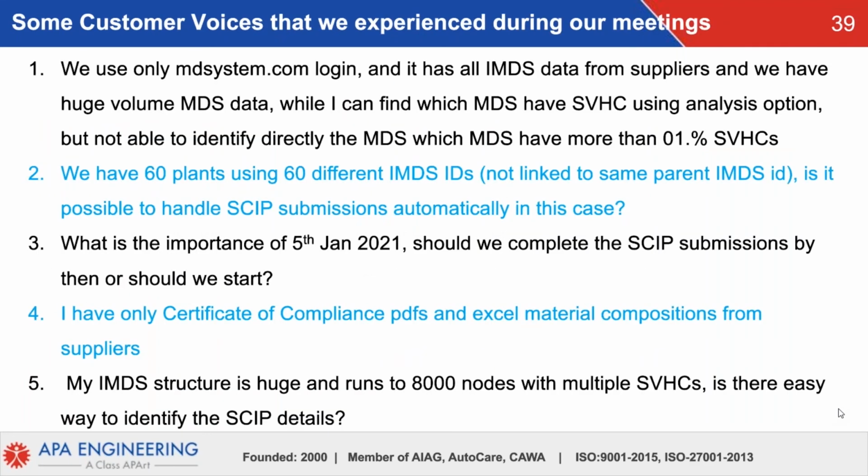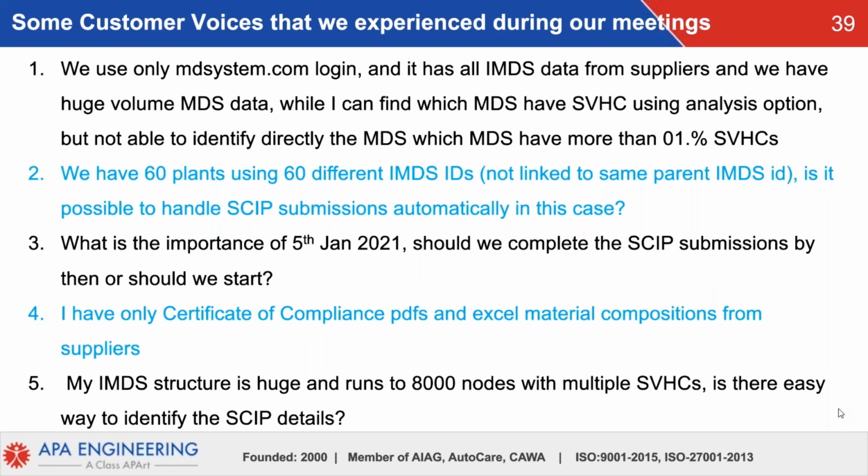Next slide. So some of the customer voices that we have experienced during our meetings, especially on the SCIP problem. We use only the mdsystem.com login, and it has all the IMDS data from suppliers, and we have a huge volume of IMDS data. While I can find which MDS have SVHC using the analysis option, I am not able to directly identify which MDS have more than 0.1% SVHCs. Similarly, another customer said we have 60 different plants using 60 different IMDS IDs. Not all are linked to the same parent ID, so individually they are created. Is it possible to handle SCIP submissions automatically in this case?